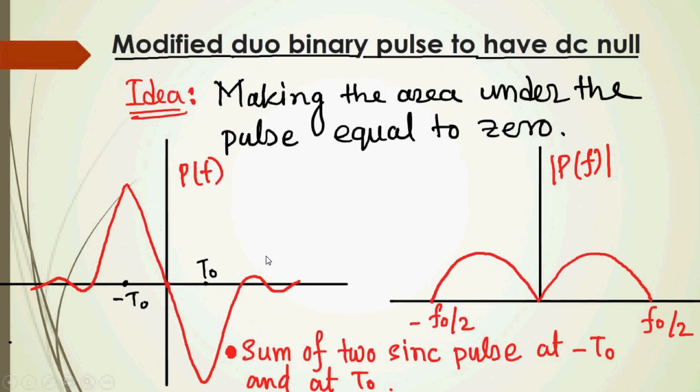The decoding technique will be different for this case, and we are not going to discuss it here, because as far as the GATE syllabus is concerned, these are not important. But you should know that the modified duo binary scheme is to introduce a DC null in the spectrum, right? And this is the pulse shape.